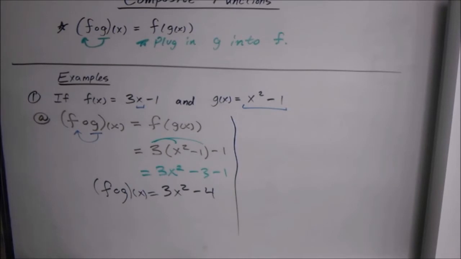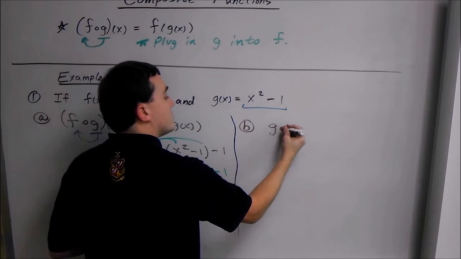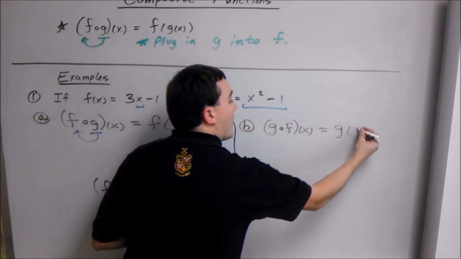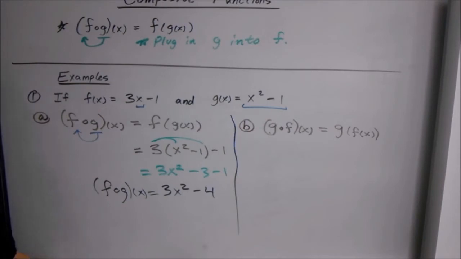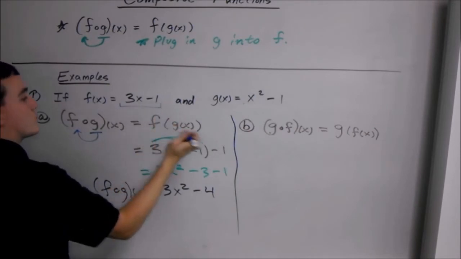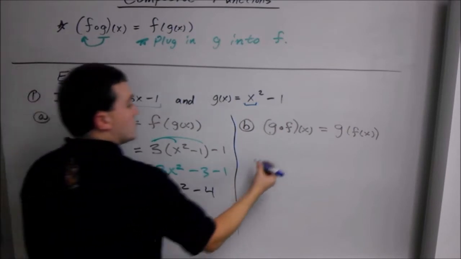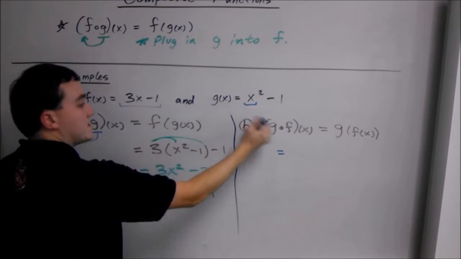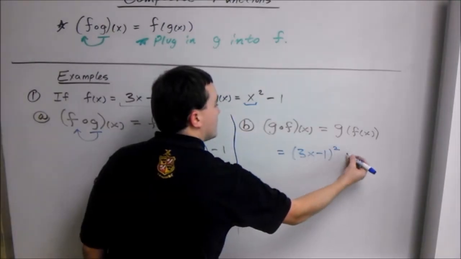But it can also ask you, given these two things, to find g of f, which is the exact opposite of that. To find g of f, we're just taking our f function and plugging it into the g function. So instead, we're taking our entire f function and plugging it into the x here. And you have to make sure to use parentheses. Okay? So, g of f of x equals taking this, replacing it with the x here. So, we get 3x minus 1 squared minus 1.